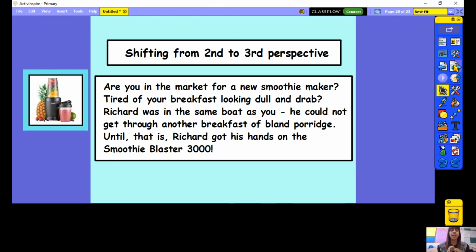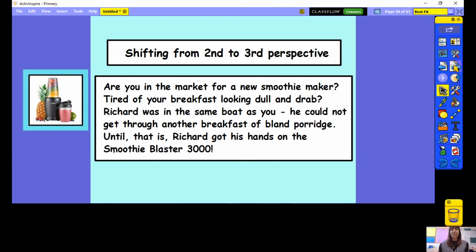Let's have a look if you can identify the second and third perspective being used in this fake advert here for a smoothie maker. Are you in the market for a new smoothie maker? Tired of your breakfast looking dull and drab? Richard was in the same boat as you. He could not get through another breakfast of bland porridge. Until, that is, Richard got his hands on the Smoothie Blaster 3000.